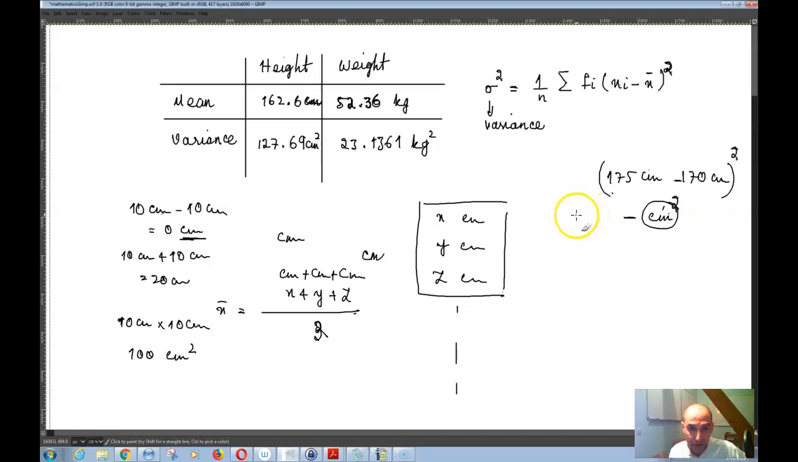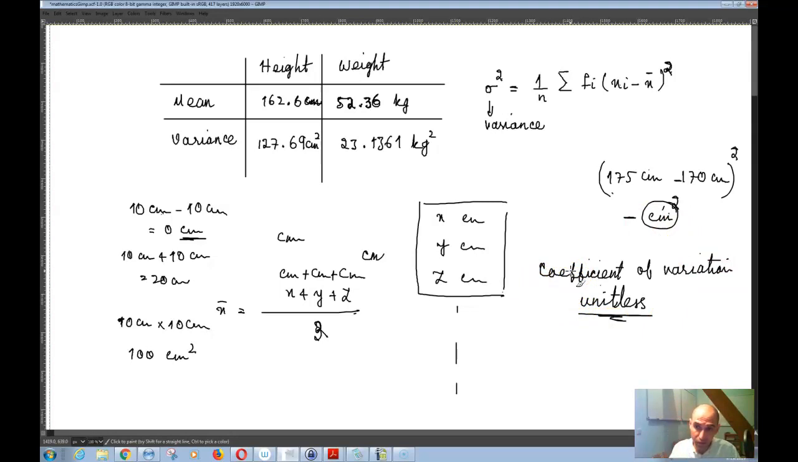Now, since we said that the coefficient of variation should be unitless, we don't want it to have any units, because we want to take some number from one distribution and the coefficient of variation of some other distribution and compare them together. If they don't have the same units, of course, I wouldn't be able to do that. So I want to get rid of the units, and I have to define the coefficient of variation in such a way that it has no units.